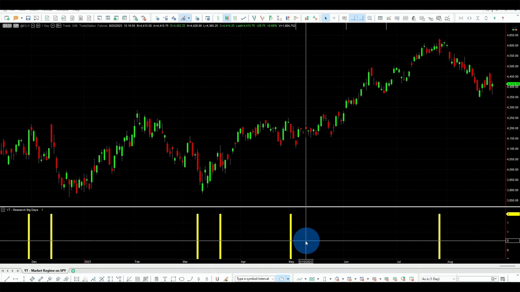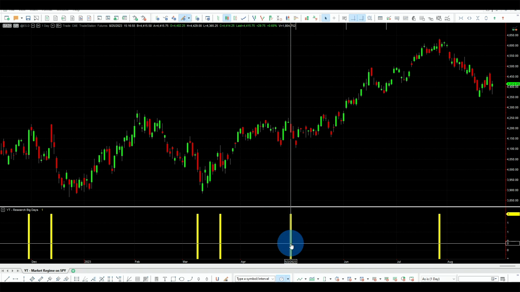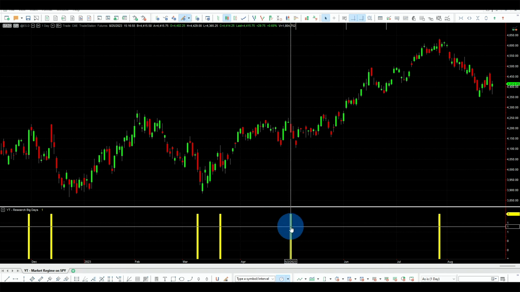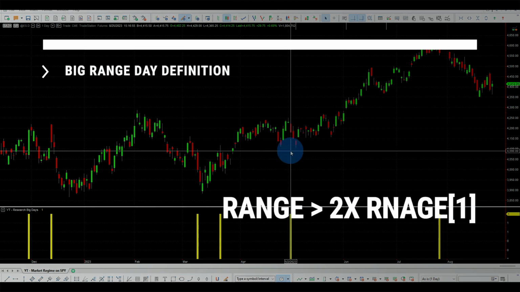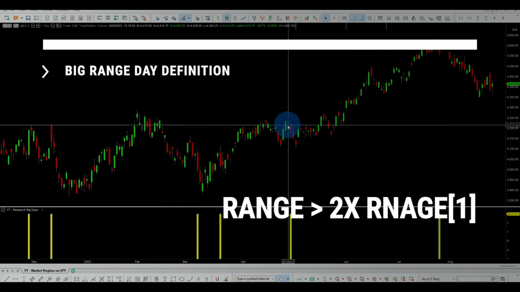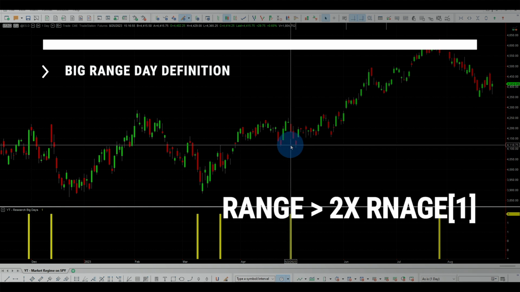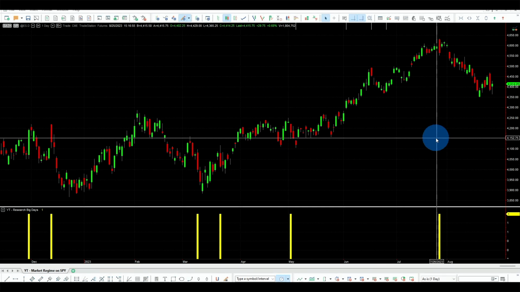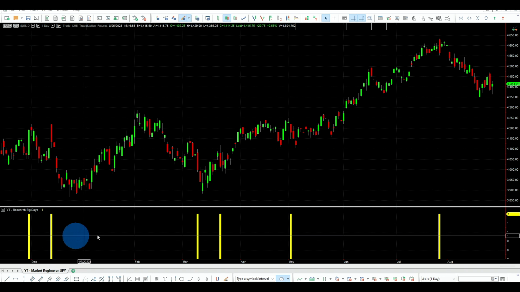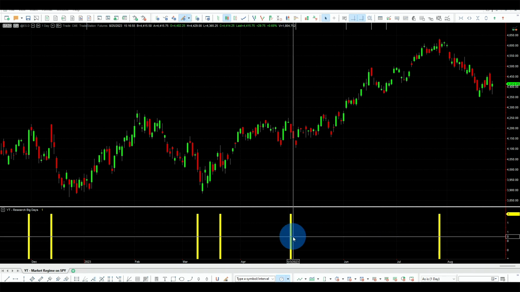So here at the bottom, I have an indicator that plots a bar whenever it finds this pattern. The way I defined this big range day is whenever the bar range is double the range of the previous bar, plus the same bar is greater than 1.5 times the average true range of the last 20 bars. Once you put that definition in, then we have these bars, and as you can see, it's not every month, but on average it's about once a month.